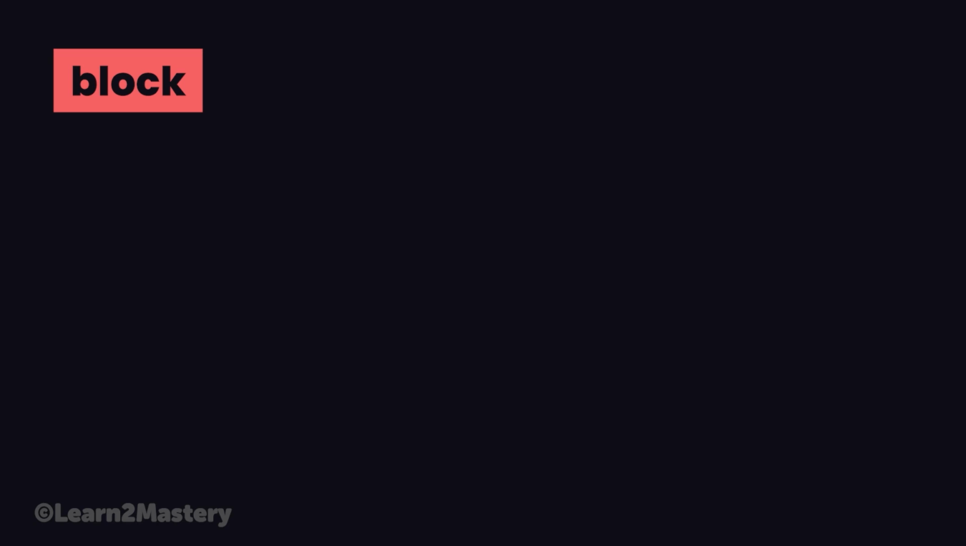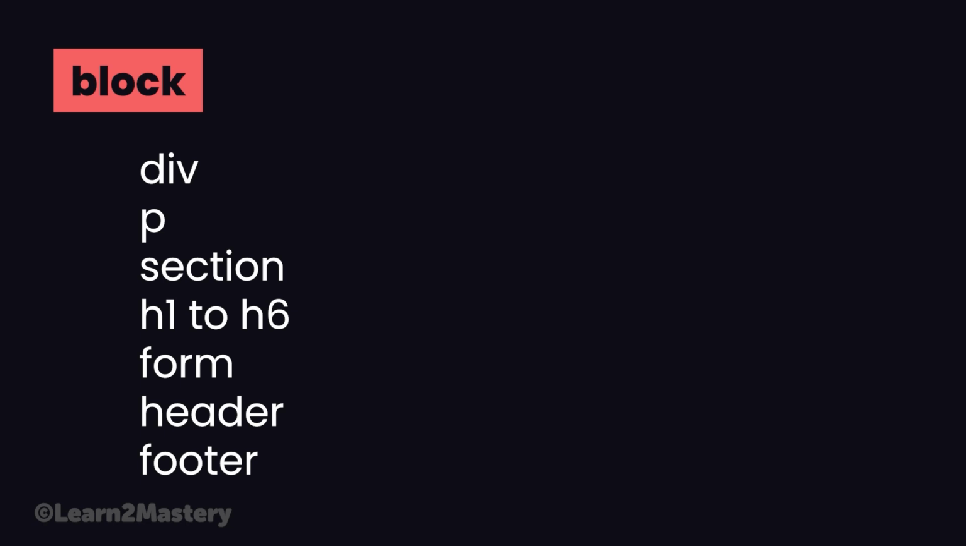In HTML, elements are generally grouped into block-level elements and inline elements. Let's first look at block level elements. So, these are examples of some block level elements. These elements always start on a new line. They also take up the full width available by default. Because of that, we can easily apply width, height, margin, and padding to them.